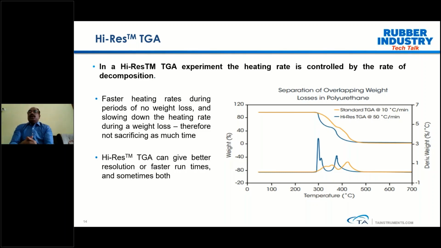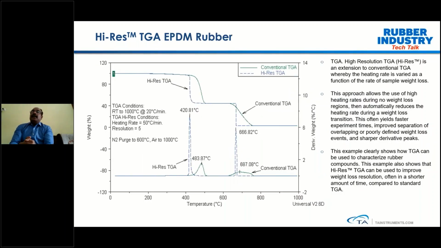Now, I could show you a simple EPDM rubber high-res TGA plot. So this is again what you can see here. The green curve is a conventional TGA where you are heating at a standard ramp rate of 20 degrees centigrade per minute. Coming to the blue curve, which is high-res TG, you can see the blue curve. The derivative peak looks very sharp, and that is because of a better resolution.